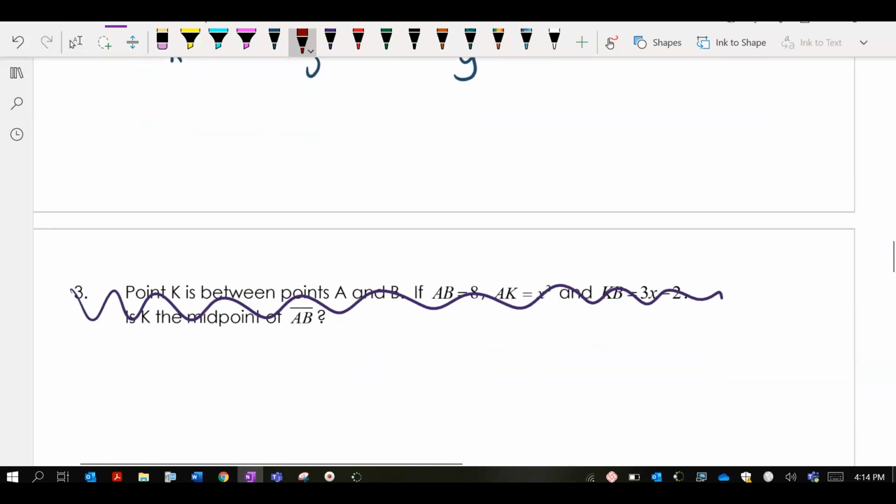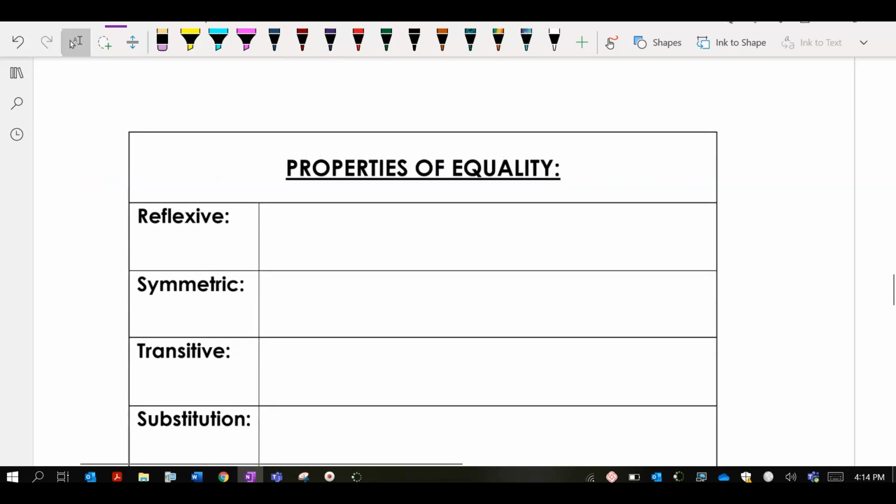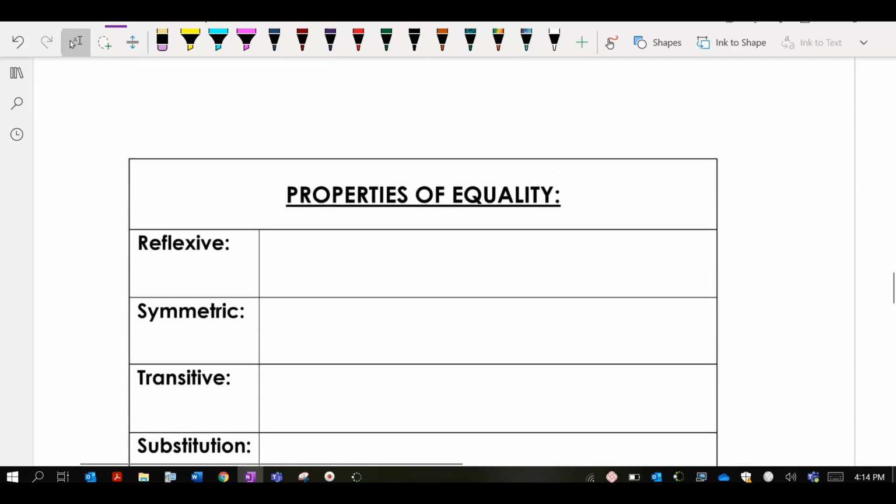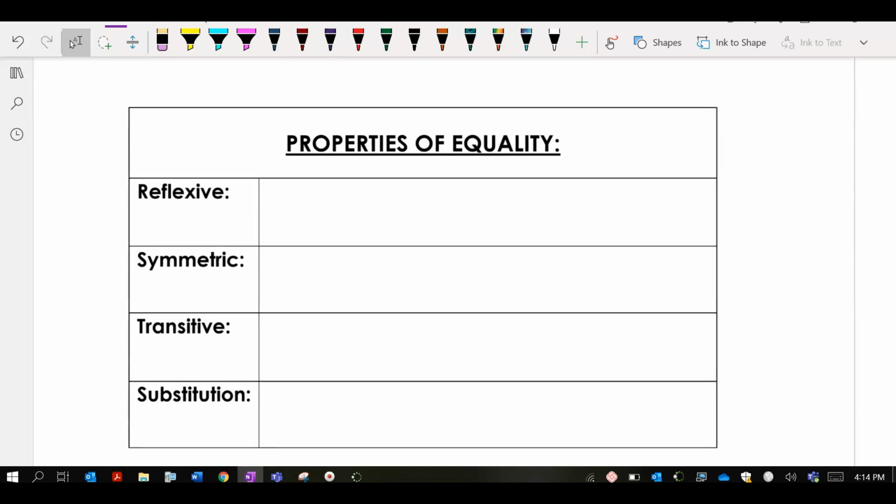The next example, I'm going to skip that. And then we have here some properties of equality that we will be using on a daily basis. So the first one is reflexive. That is when something is equal to itself. So AB equals AB. That's like if I said 4 equals 4.